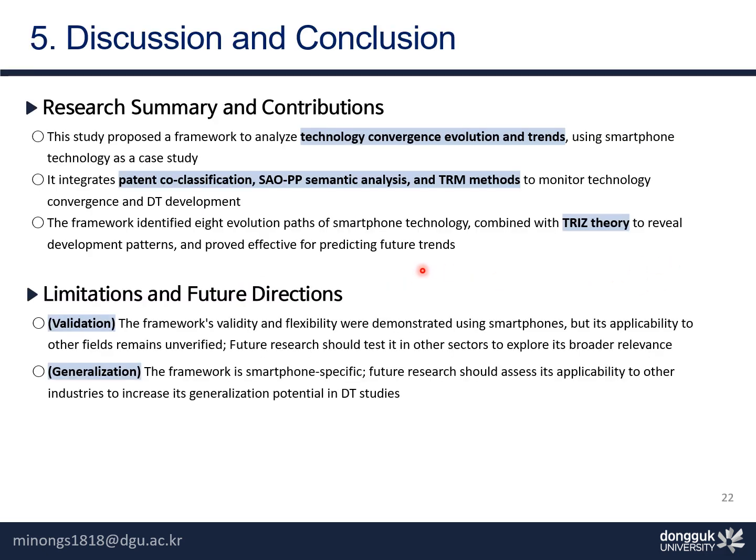For the discussion and conclusion, the study proposed a framework for analyzing technology convergence using smartphones as a case study. It integrates patent code classification, SAOPP analysis, and TRM to track convergence and DT development. Identifying eight evolution paths, TRIZ theory was used to predict future trends.